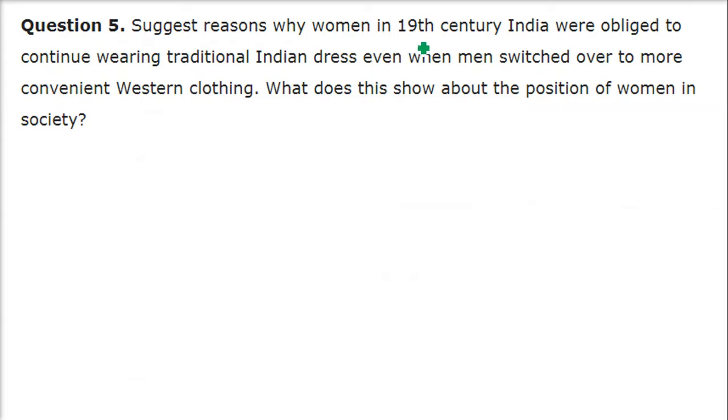Suggest reasons why women in 19th century India were obliged to continue wearing traditional Indian dress even when the men switched over to more convenient Western clothing. What does this show about the position of women in society?